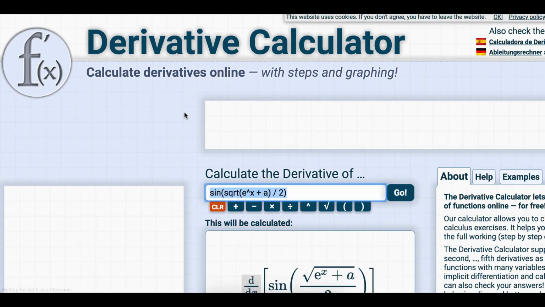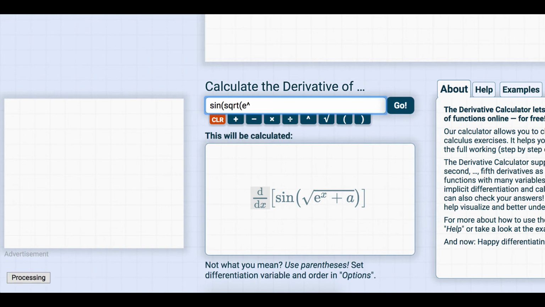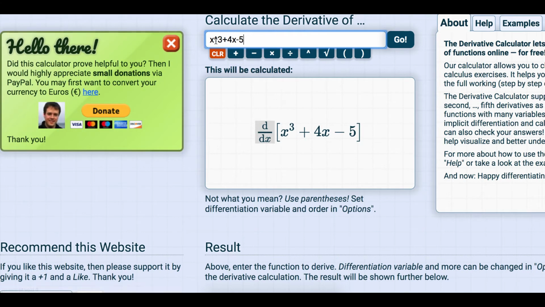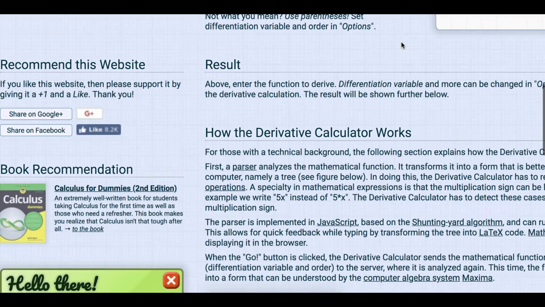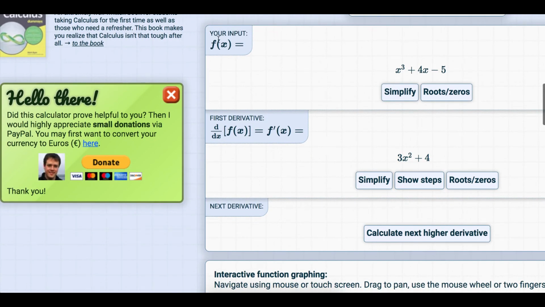It will take you to an online calculator that can calculate any derivative that you have. Okay, so let's say we have this function f of x equals x^3 plus 4x minus 5, and I want to find the derivative of this particular function. All I'm going to do is put that into the slot, hit go, and it will give me the derivative of that function. As you can see, this was my input, x^3 plus 4x minus 5, and this is the derivative of the function.